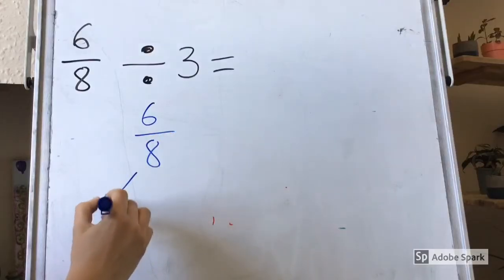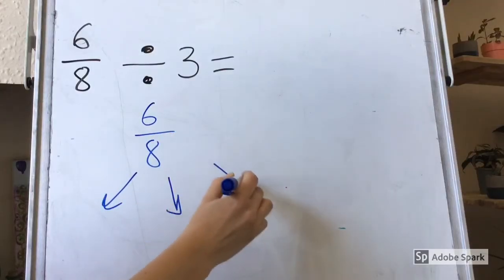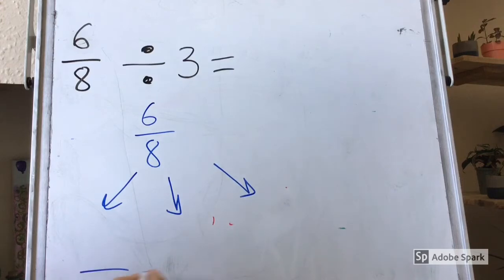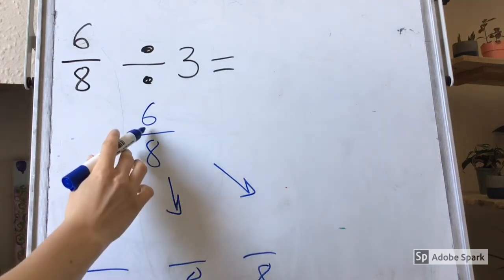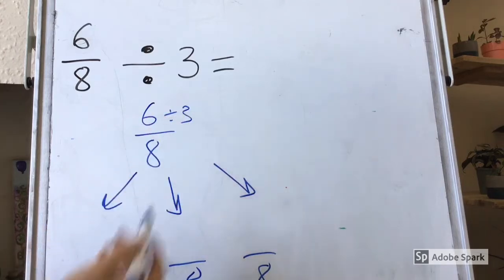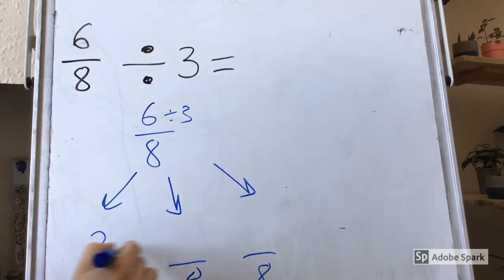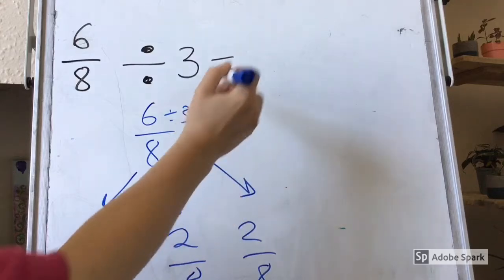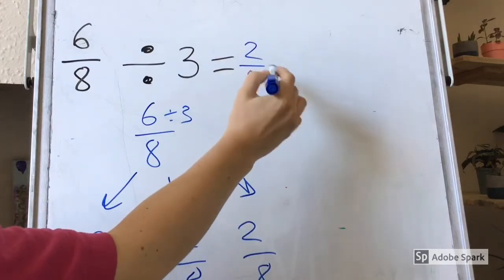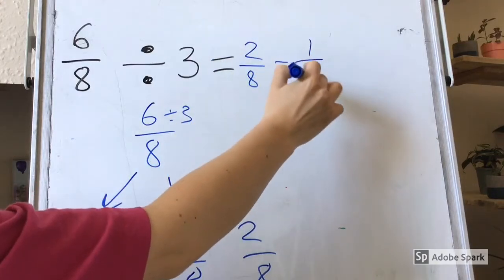So here we have 6/8 divided by 3. Let's pretend that we have 6/8 of a chocolate bar left over, and we want to split this equally between our 3 friends. So, if we split the 6 between 3, each friend is going to get 2/8 each, because 2/8 add 2/8 add 2/8 is 6/8, and this can be simplified to 1/4.